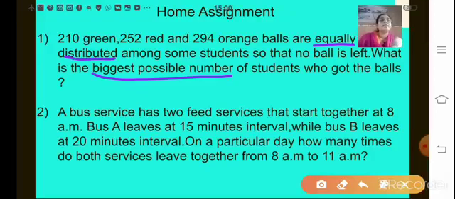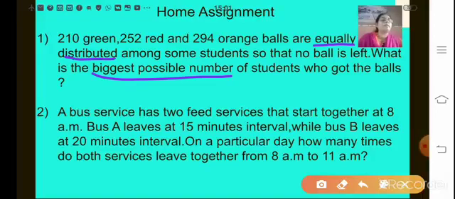Now coming to the second sum. A bus service has two feeder services that start together at 8 a.m. Bus A leaves at 15 minutes interval while bus B leaves at 20 minutes interval. On a particular day, how many times do both services leave together from 8 a.m. to 11 a.m.? Now here the action is occurring again and again, that is, bus A is leaving every 15 minutes and bus B is leaving after every 20 minutes.